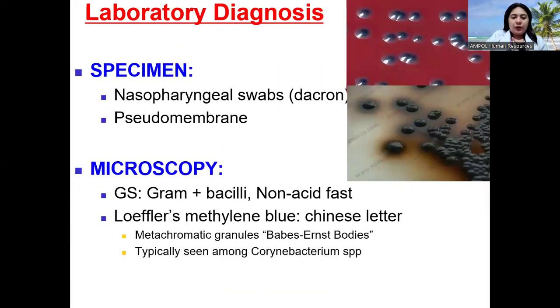So for specimen, we can use Dacron swabs or the nasopharyngeal NPS. Okay? And pwede po ang pseudomembrane as a specimen. But usually, guys, if there's pseudomembrane, direct contact is the mode of transmission. So we have to be very careful when we get samples from pseudomembrane.